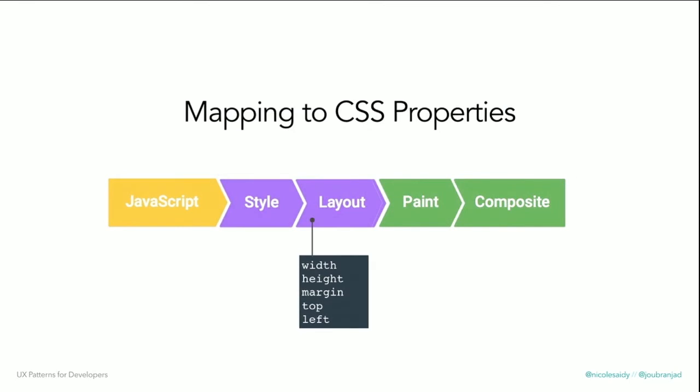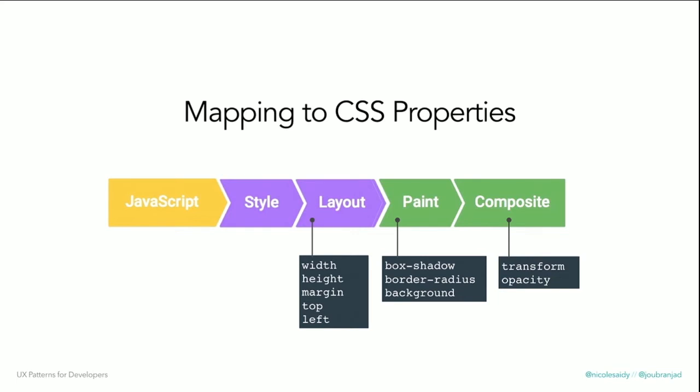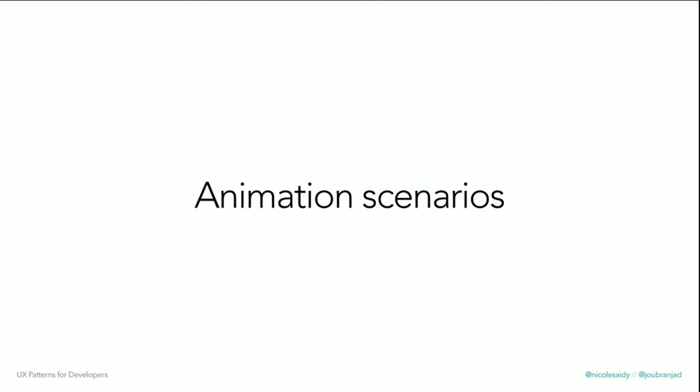And now what I'm going to do is map some CSS properties to one of the last 3 sections of the pipeline. We can map width, height, margin, top, left to the layout phase. Because if you change the width, the browser has to redo layout. And for the paint, we can map background image, background color, box shadow, and border radius. And finally, the compositor can take care of properties such as transform and opacity. So armed with this knowledge, I'm going to show you 3 animation scenarios, and we're going to see how the browser is able to animate them on every single frame.